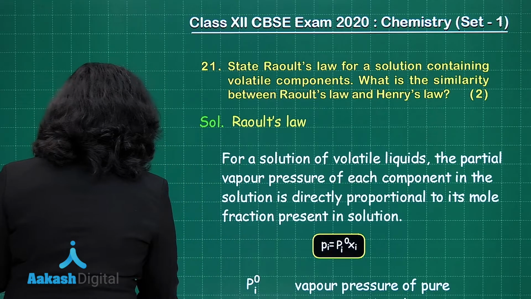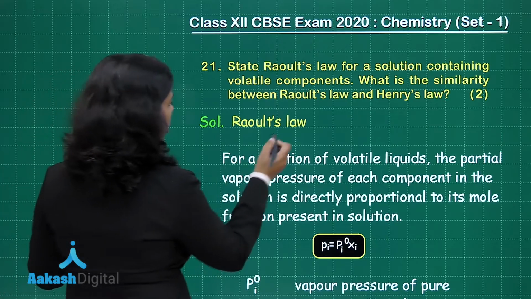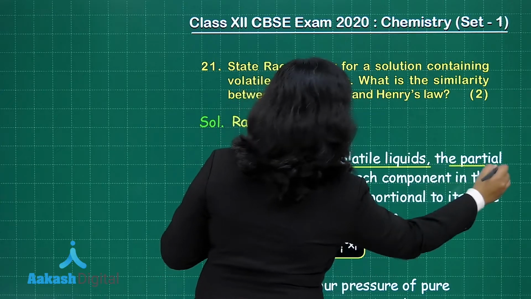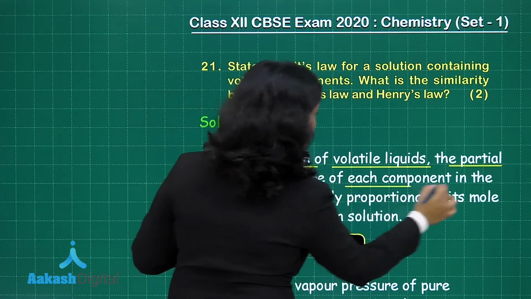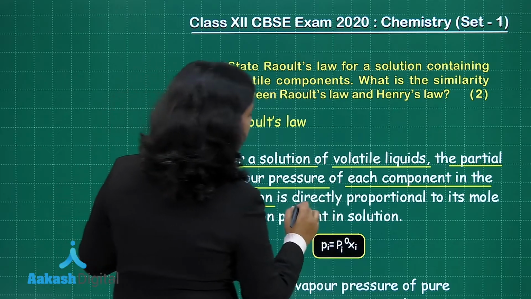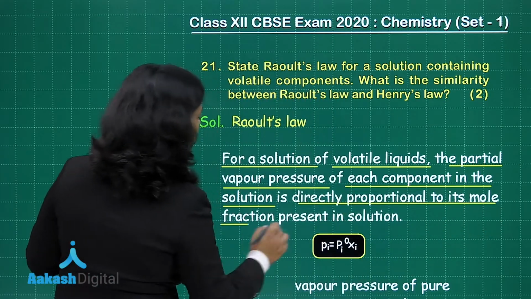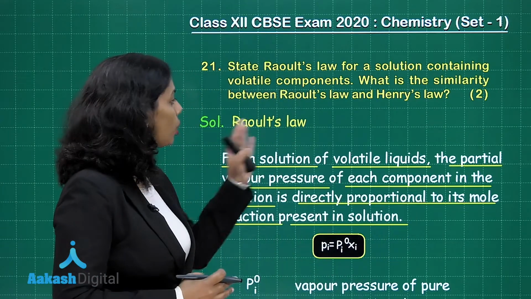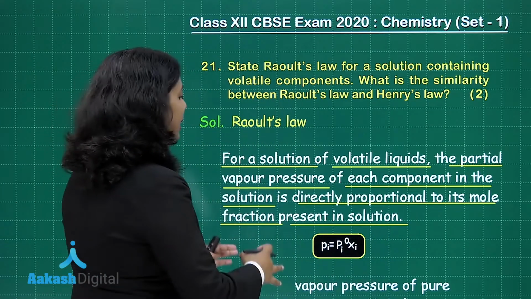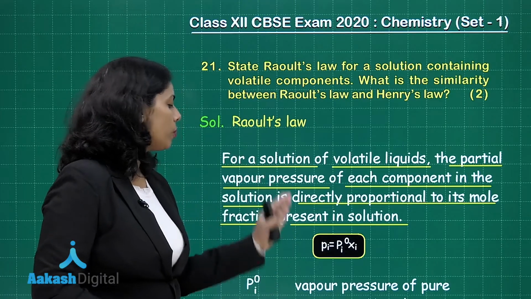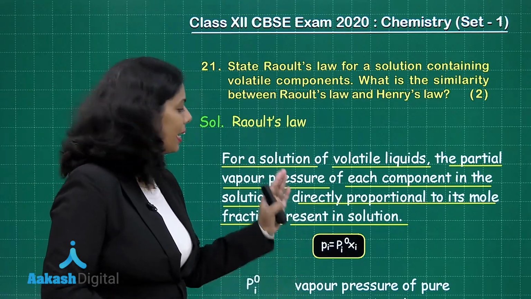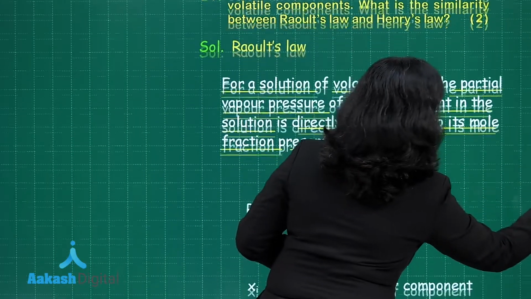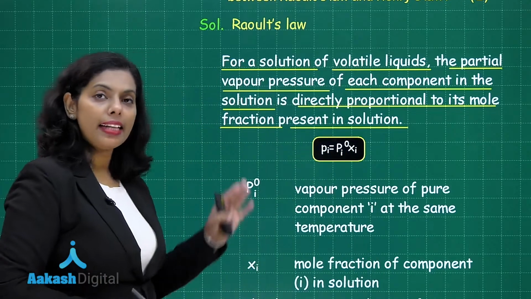So here we'll mention that Raoult's law for a solution of volatile liquids, the partial vapor pressure of each component in the solution is directly proportional to its mole fraction present in the solution. It means the solution you have in which volatile liquids are present, and in that case the vapor pressure of a particular component is directly proportional to its mole fraction. And this is the mathematical statement for this.